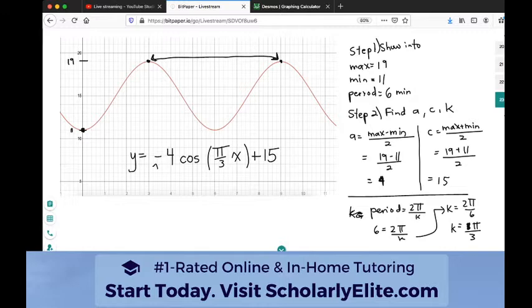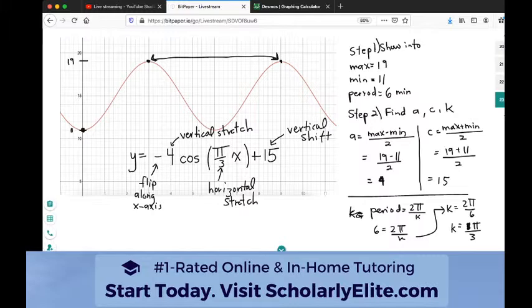This tells us there's a flip along the x-axis. This tells us the vertical stretch. This tells us there's a horizontal stretch because it's in the form of a fraction. If it was not in the form of a fraction, it would be a horizontal compression. This tells us the vertical shift.